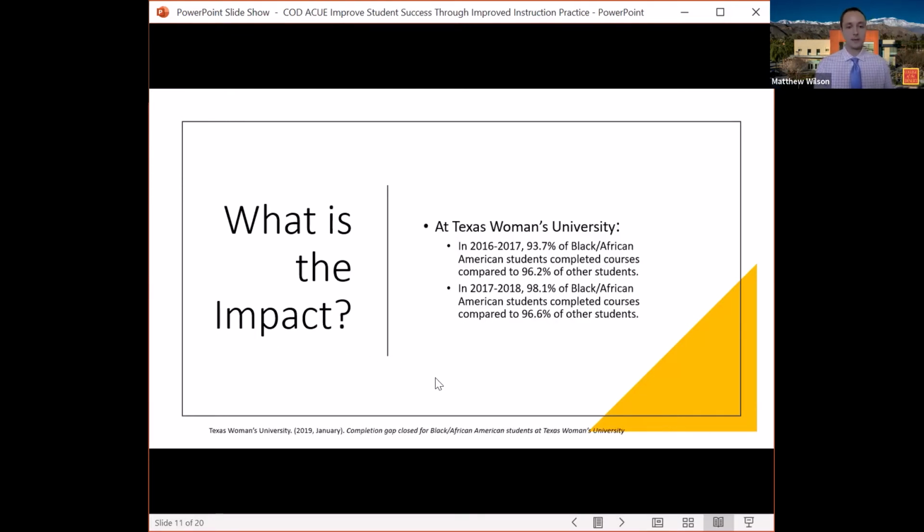A similar study at Texas Woman's University saw a direct trend. Looking at the 2016-2017 year, there was a difference between the completion of their Black and African American students compared to other students. And then after being taught by an ACUE faculty member, the gap was actually reduced, to the point that their Black African American students were completing classes at a higher rate than the rest of the population at Texas Woman's University. So it's great to see these improvements across all demographics, reducing these equity gaps amongst all of our students.